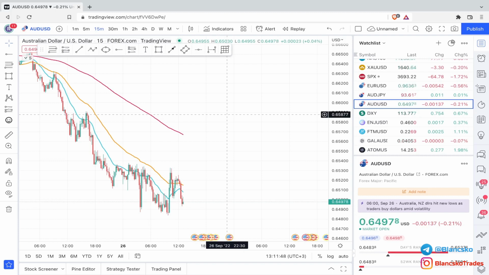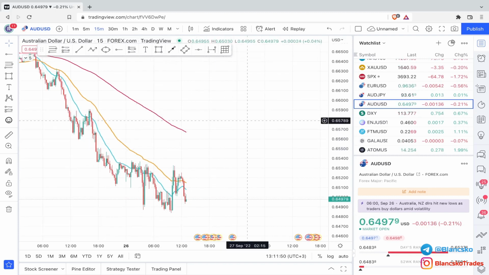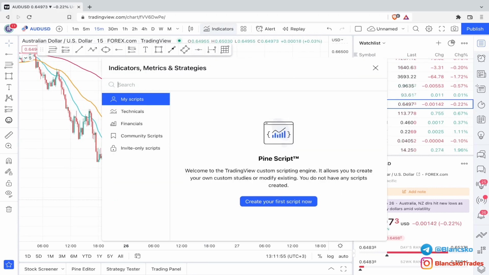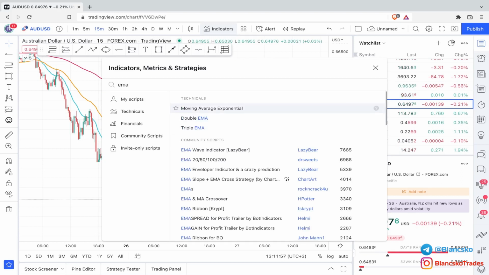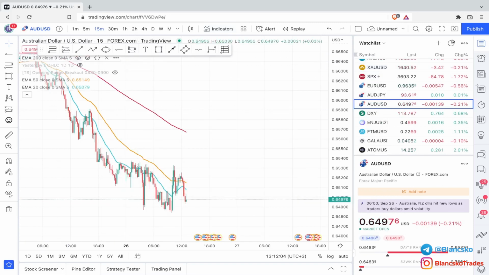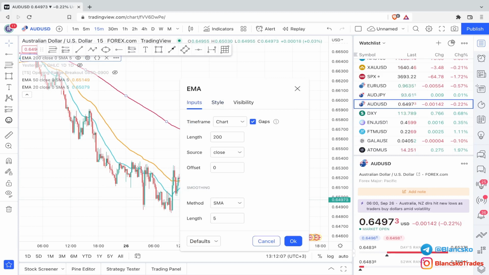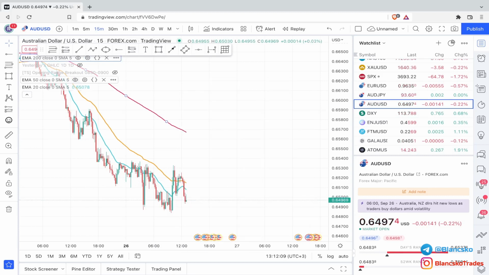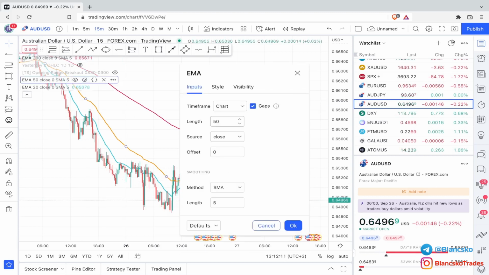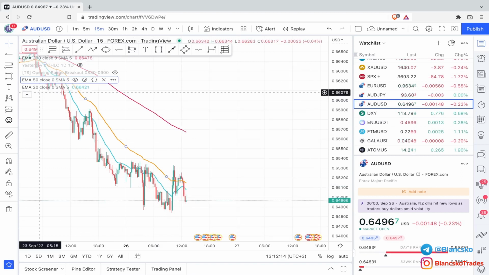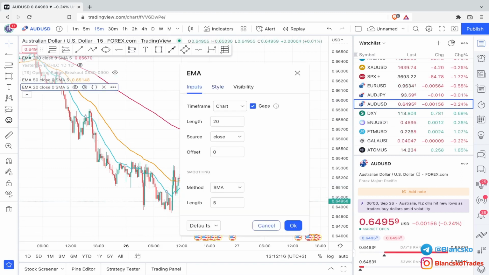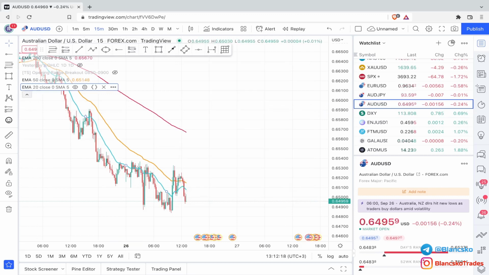Okay, so first things first, we have to add 3 moving averages, exponential moving averages. So we go here, we click EMA, and we click moving average exponential 3 times in a row. Then we edit the first one, which is the pink one, to 200. The length is 200. The second one, which is the orange one, we'll put the length at 50. And the third one will put the length at 20. It's gonna be baby blue. Okay, these are the 3 EMAs that we need for this strategy.